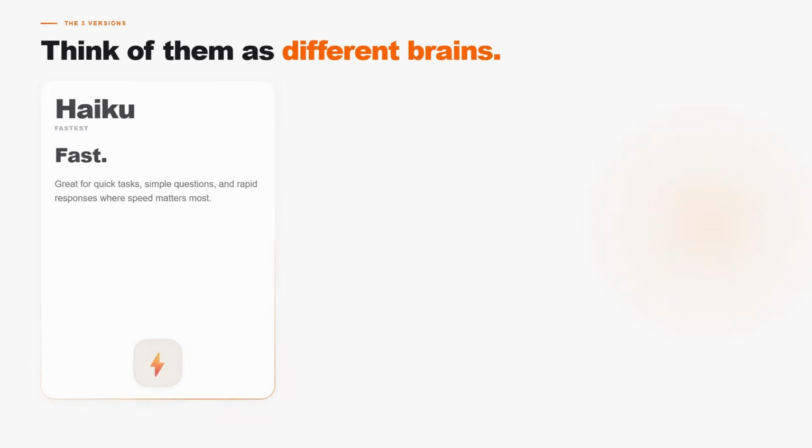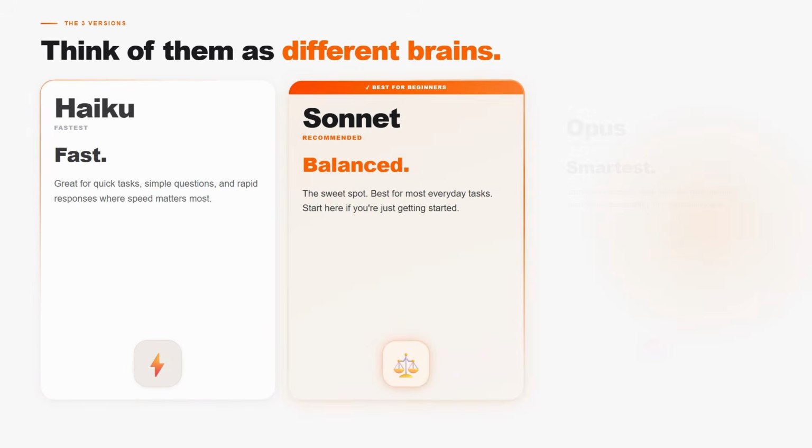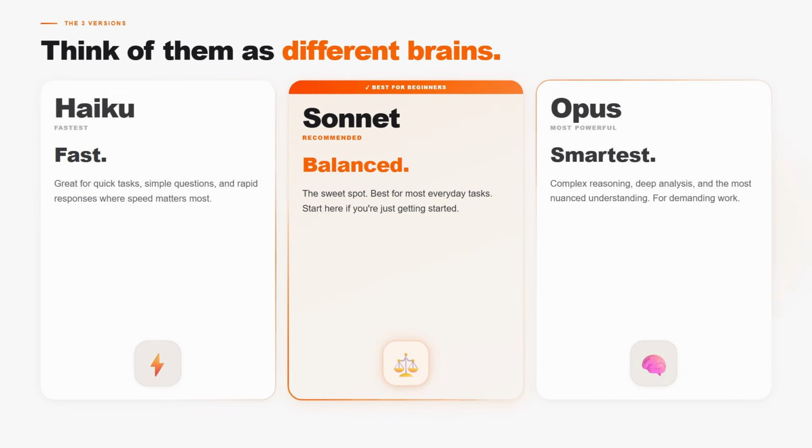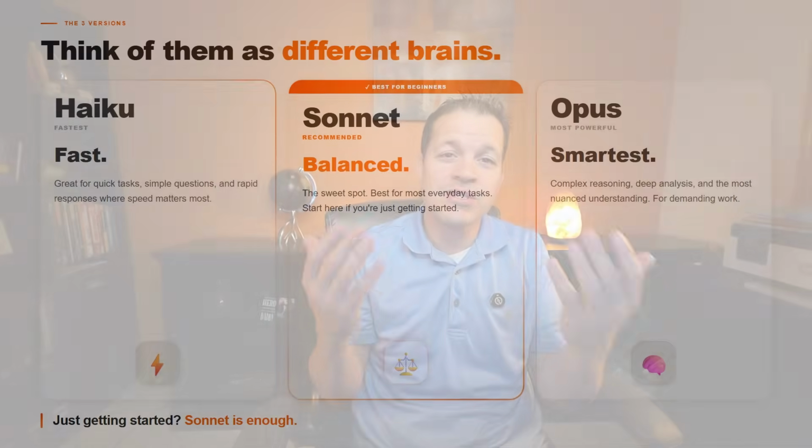Claude also has different versions. Think of it like different brains. You have Haiku, which is fast, Sonnet is balanced, and Opus is smart. When you're just getting started, I would say Sonnet is enough.